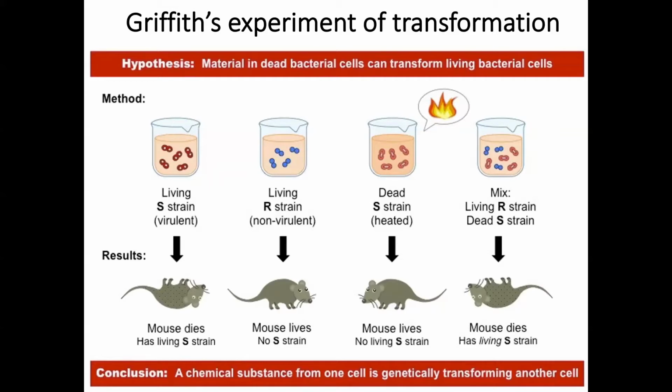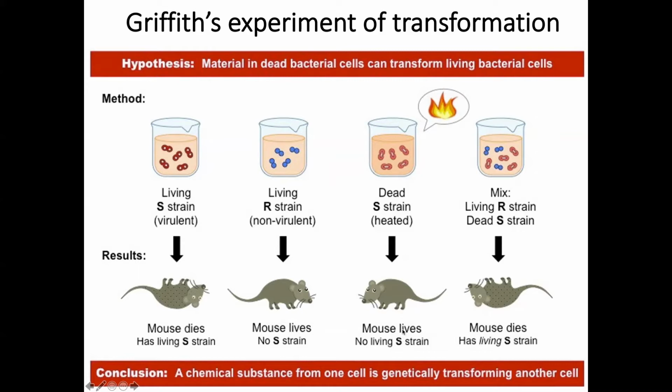So this is the first experiment, performed by Griffith. Griffith used two pneumonia strains. The first one is the S strain. The S strain is virulent and can cause death in mice. In contrast to the S strain, there's an R strain. The R strain is non-virulent and does not kill the mice. When the virulent S strain is heated and killed, the mouse is fine because the S strain is already dead.